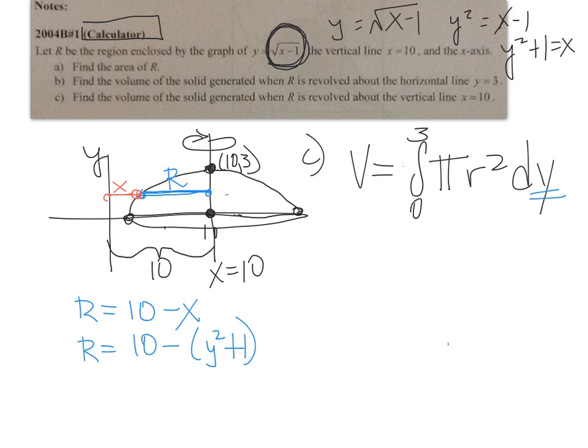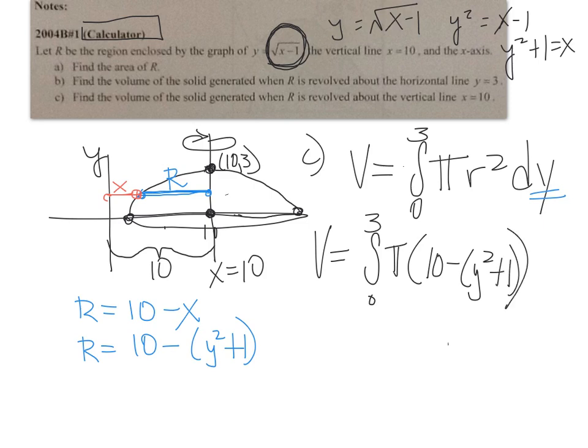It's not necessary. This is a calculator portion. Probably the less manipulation that you do before you put it in your calculator, the better. Less likely that you'll make a mistake. So the volume is equal to the integral from 0 to 3 of pi times our radius, 10 minus the quantity y squared plus 1, all of that radius squared.